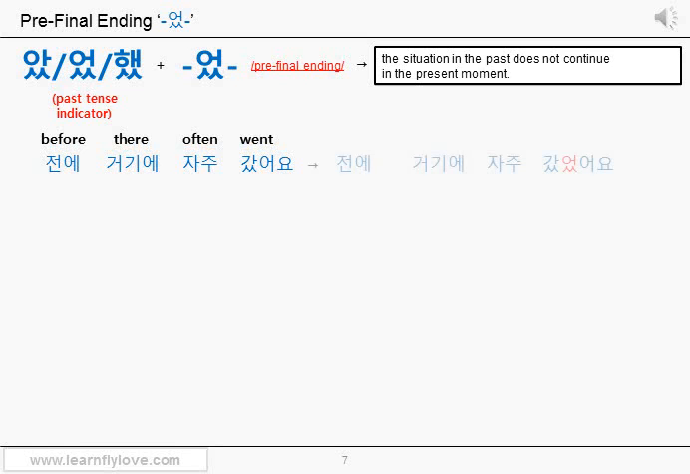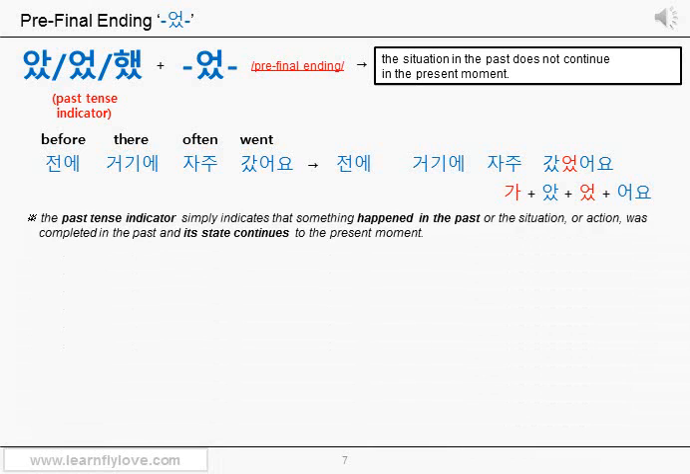Then please take a look at the next sentence. 전에 거기에 자주 갔었어요. Let's see the 갔었어요 part together. As you know, it's the combination of the stem 가, which means to go, the past tense indicator 았, and the pre-final ending 었 with the final ending 어요. Again, we added the pre-final ending 었 to 갔어요, which is already in the past. 갔었어요. Then what's the difference?